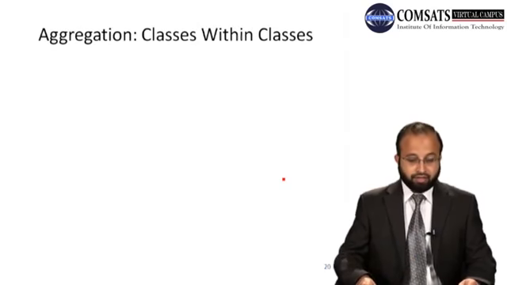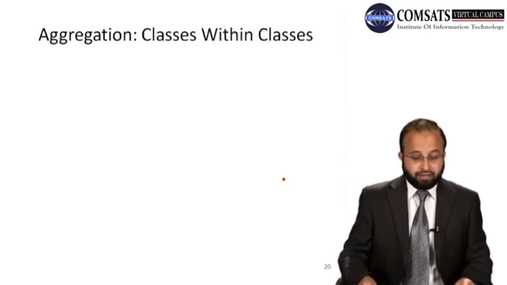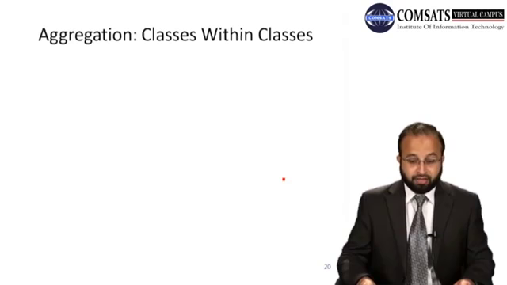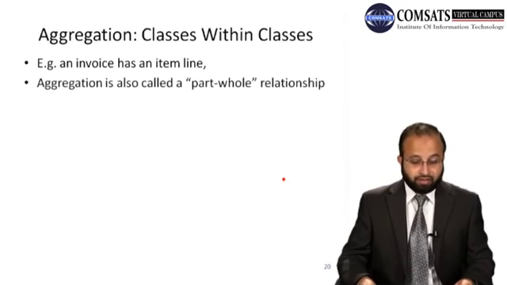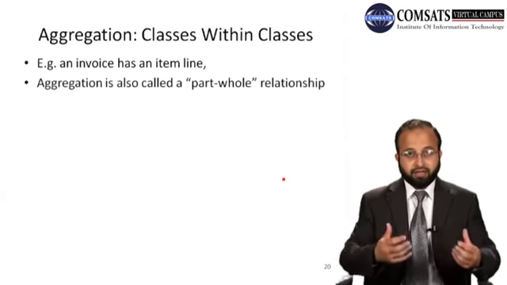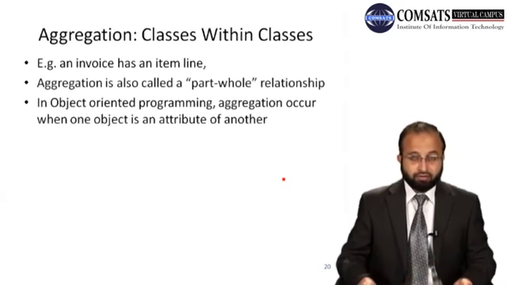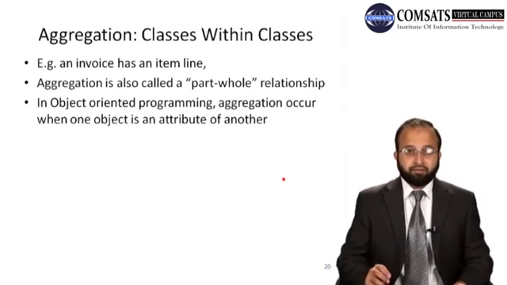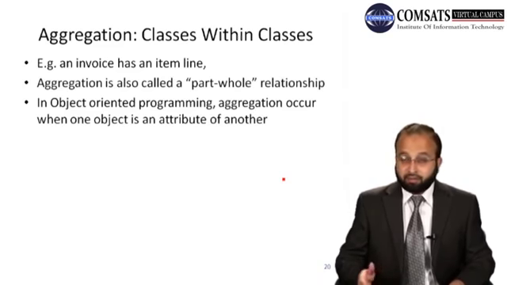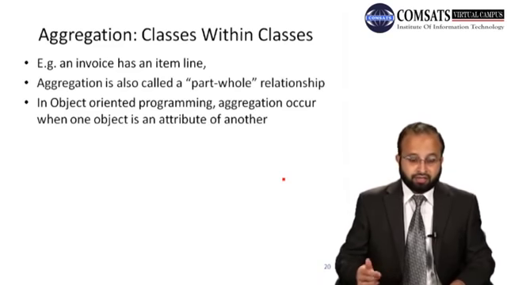Now let's see the aggregation classes. How we can represent the aggregation. For example, an invoice has an item line. So aggregation is also called a part whole relationship. So you have a part and that belongs to the whole. In object oriented programming, aggregation occurs when one object is an attribute of another class. ठीक है, कोई भी क्लास A है हमारे पास, उसका हम एक ऑब्जेक्ट बना लें क्लास B में, that means वो क्लास B का एक प्राइवेट डाटा मेंबर बन जाए. So that represents the aggregation relationship.